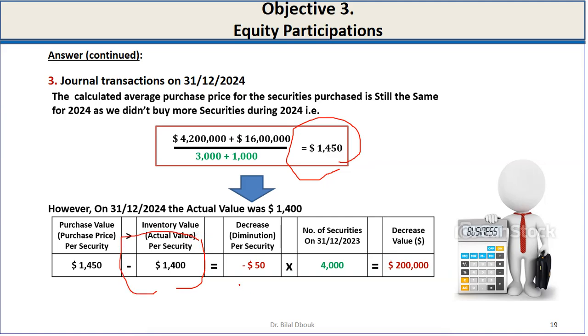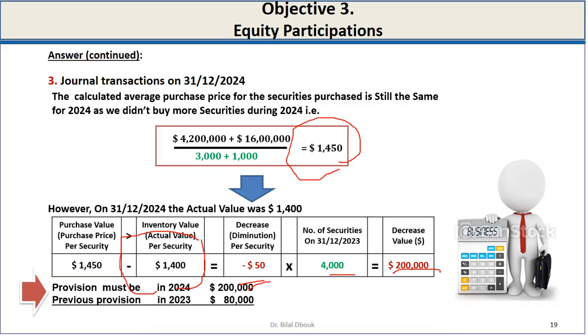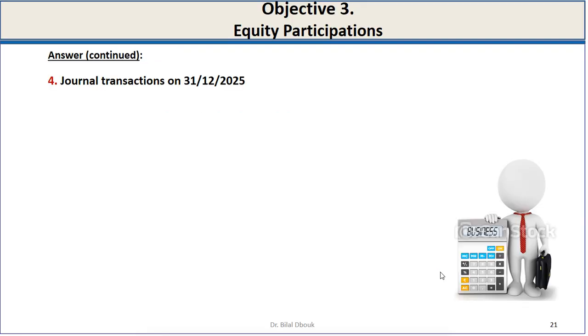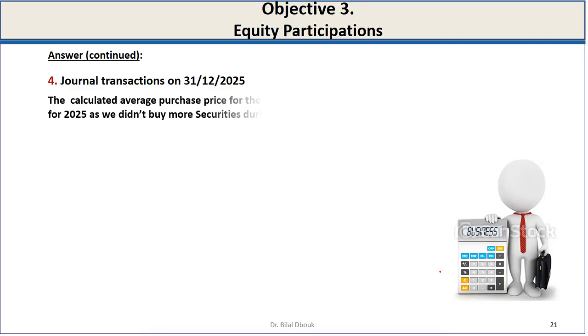So I have a decrease of $50 per security times 4,000 equals $200,000. So I need at the end of year 2024 a provision balance of $200,000. But the previous year provision balance was 80,000, so I need to increase the provision by $120,000. So I do the same entry. I debit 679 account amortization and provision of financial charges, and I credit 2951 provision for diminution in value of equity participation by $120,000.